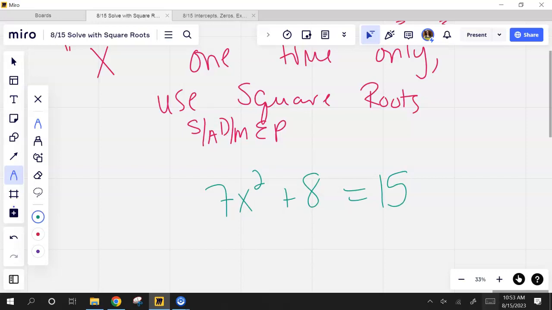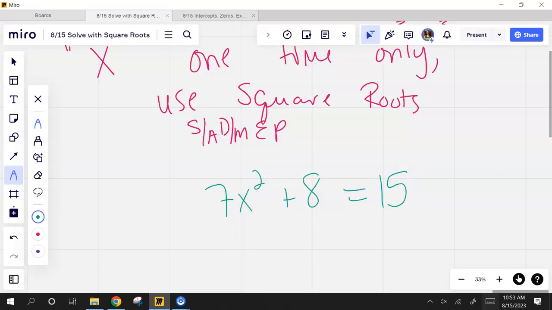Is this a quadratic? Yes. How do you know? There's an x squared. You've been doing it. You just didn't know why you were doing it. You're doing that because of the order of operations.